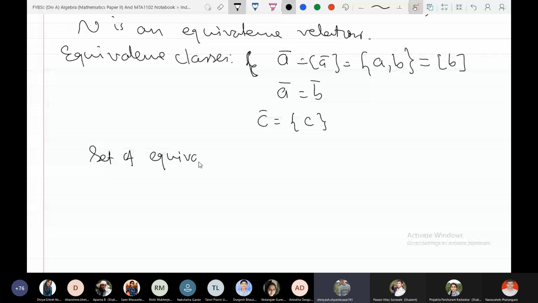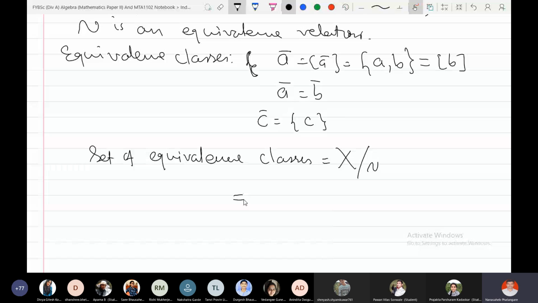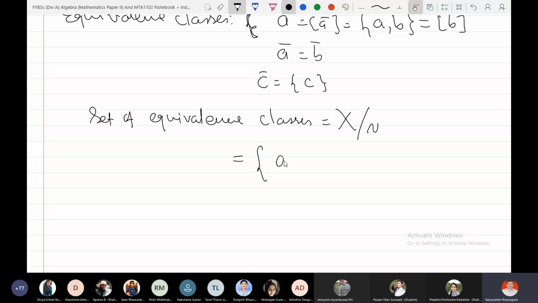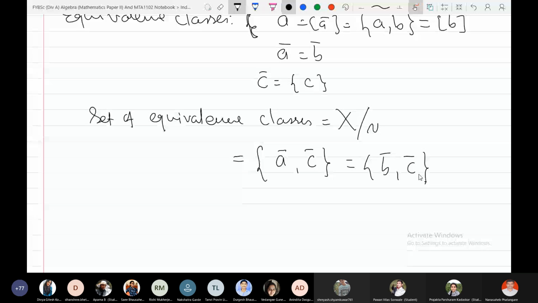A and C. Class of A and class of C. Is X modulo this, right? According to our previous discussion, X modulo this. So, A bar and C bar. This is a set of classes. You can also say that B bar and C bar. Is it true? Yes, because A bar is same as B bar, no doubt.